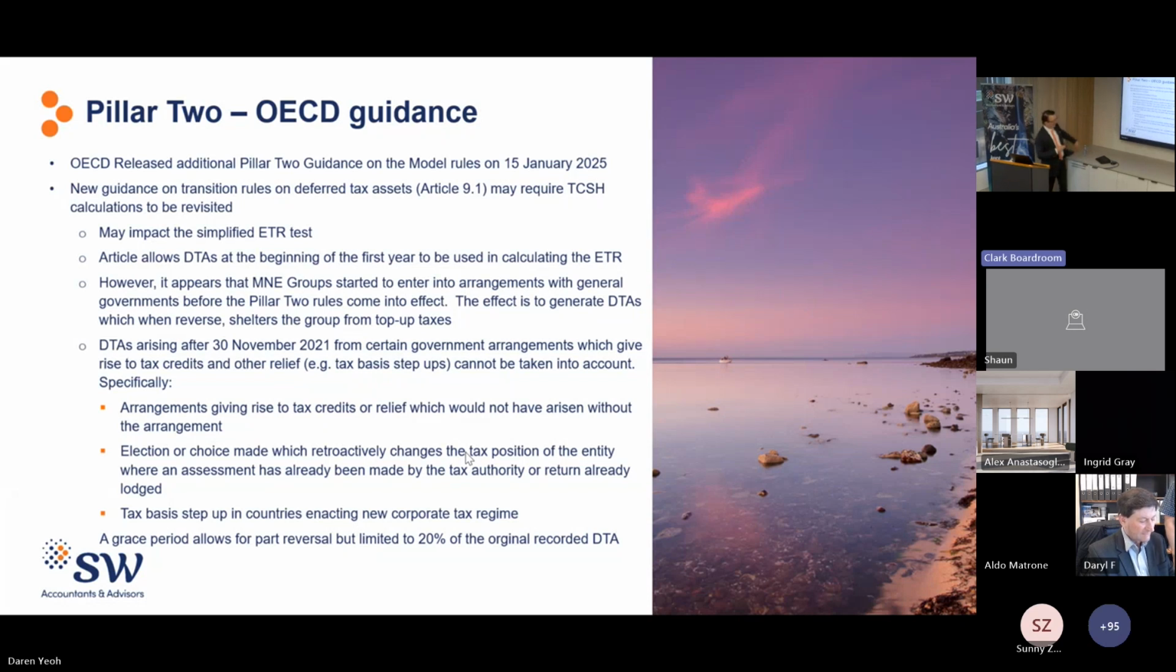And the DTAs that are caught are those arising after 30th November 2021 and specifically targeted, as I said, those relating to tax credits or reliefs, election or choice which retroactively changes the tax position of the entity, or tax basis step up in countries enacting a new corporate tax regime. So you can see tax havens introducing a new 15% corporate tax rate for groups subjected to Pillar 2.